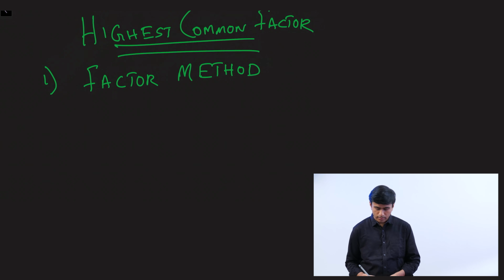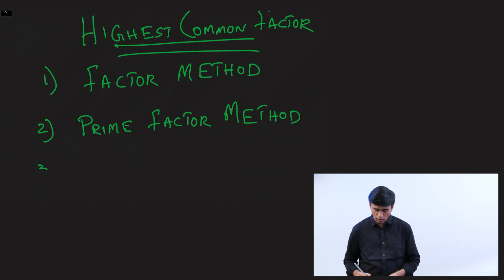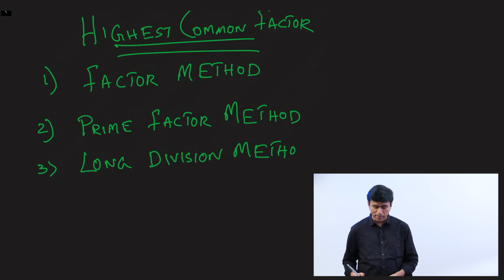The second method is called the prime factor method. And the third method is called the long division method. Let's look at each of these methods. Let's start with the factor method.